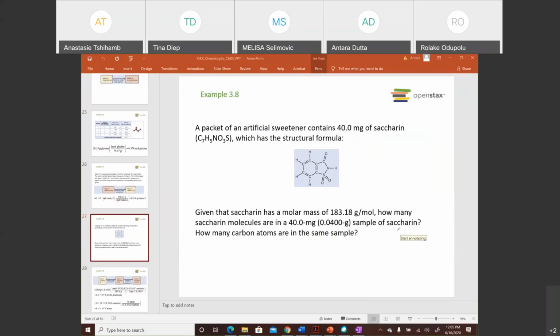So you can easily do that the way we did, grams to moles, moles to molecules. The question is how many carbon atoms are in the sample? Okay, how do you do that? How many carbon atoms?